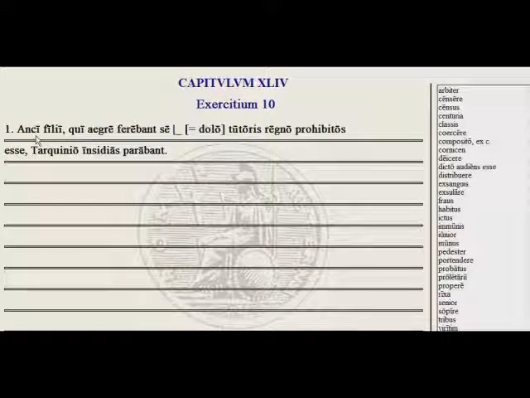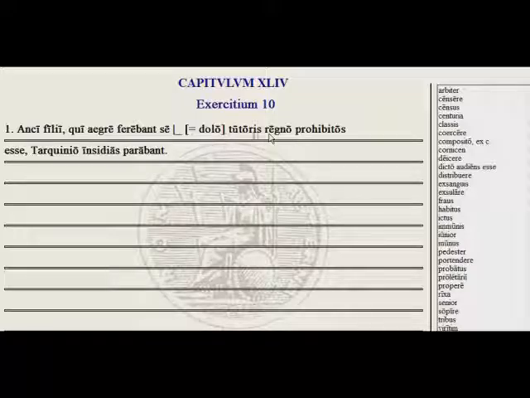Our vocab: Anci filii, qui aegre ferebant se blank, a word that means dolo, tutoris regno prohibitos esse, Tarquinio insidias parabant. So the sons of Ancus, who were enduring badly, or were not tolerating well, literally were bearing sickly, that they, by a trick of their tutor, were being kept from the kingdom.